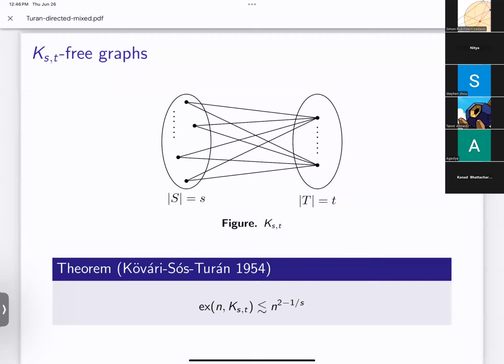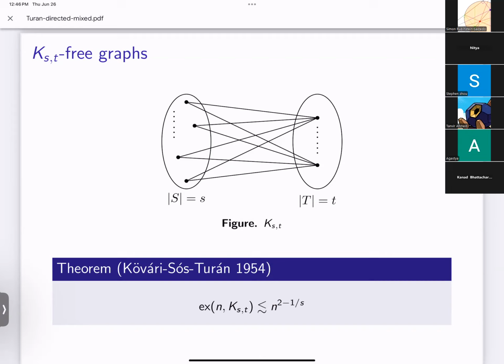And in 1954, Kővári, Sós and Turán showed an upper bound. They showed that the extremal number of this complete bipartite graph is upper bounded by n to the 2 minus 1 over s. And you can pick your favorite side to be s. So you can take the appropriate side to get the strongest possible upper bound.